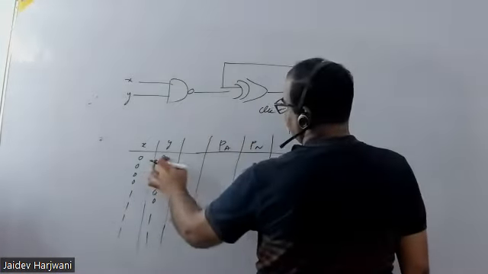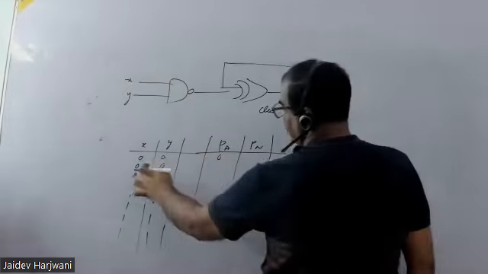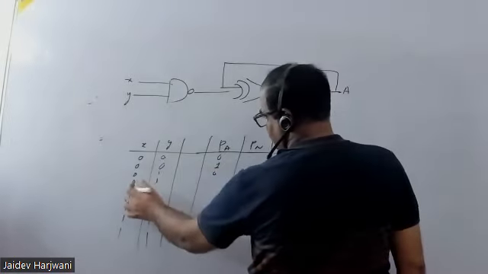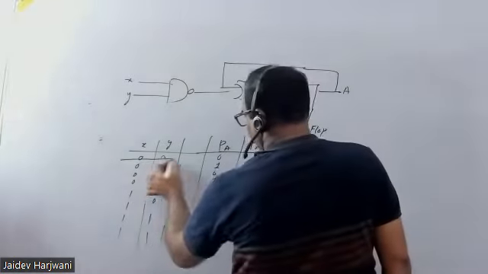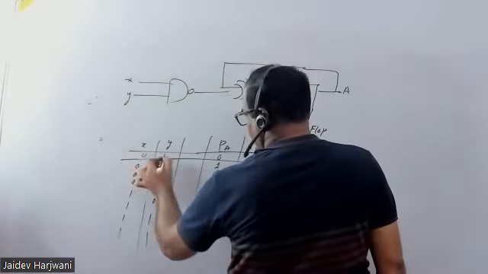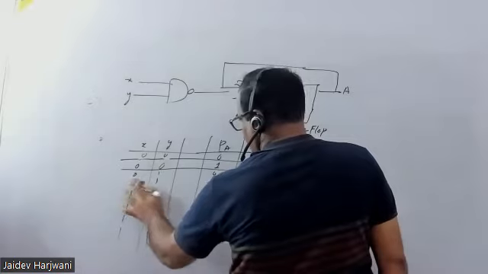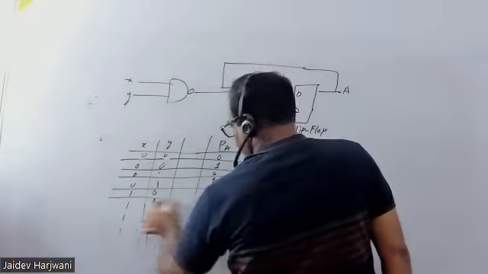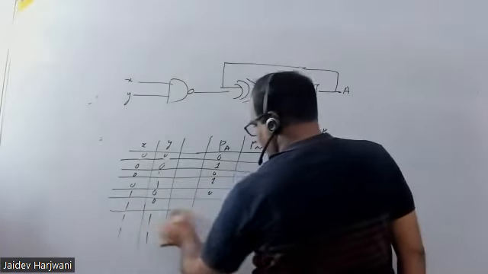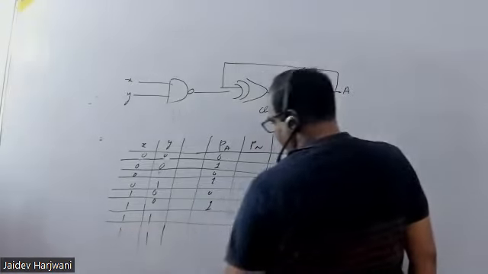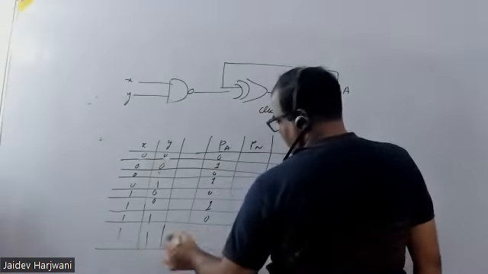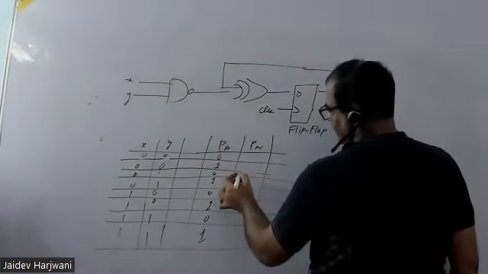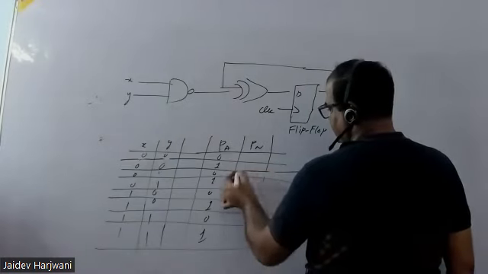So when the variables are 0 0, present state can be 0. When variables are 0 0, present state can be 1. When this is 0 1, this can be 0, and when 0 1, this can be 1. So I'm taking all the possible cases. If it is 1 0, this can be 0, and if it is 1 0, it can be 1 for present state. If it is 1 1, it can be 0, and if 1 1, present state can be 1. And now we have to find the next state.